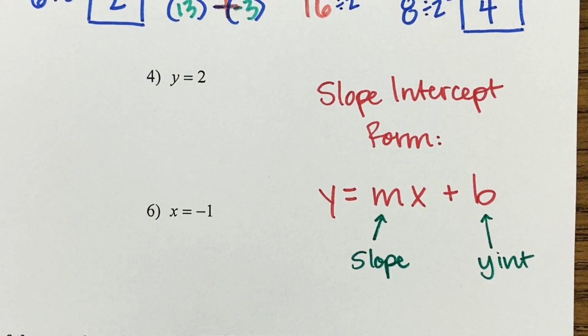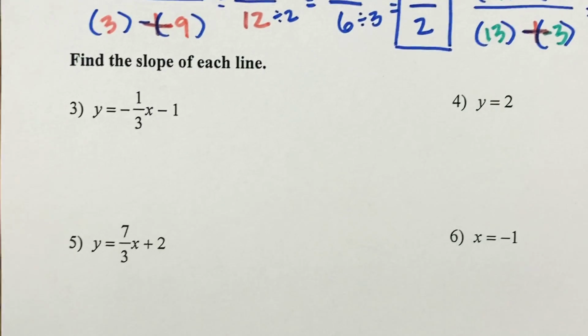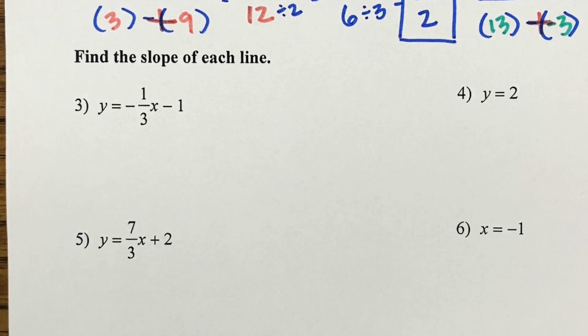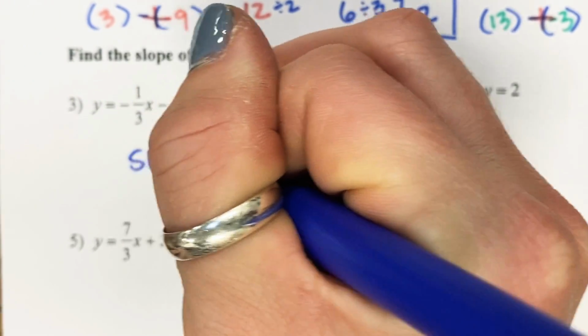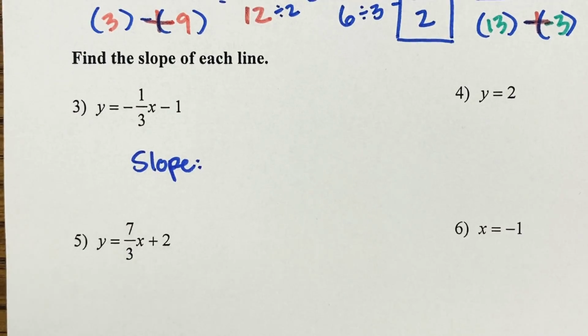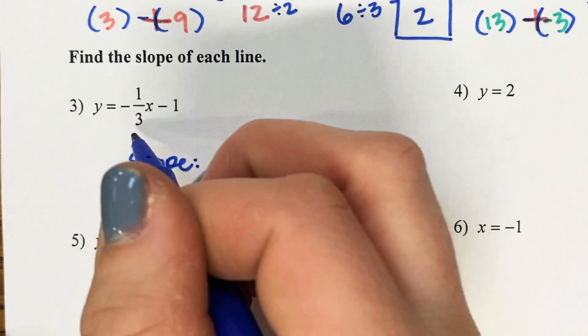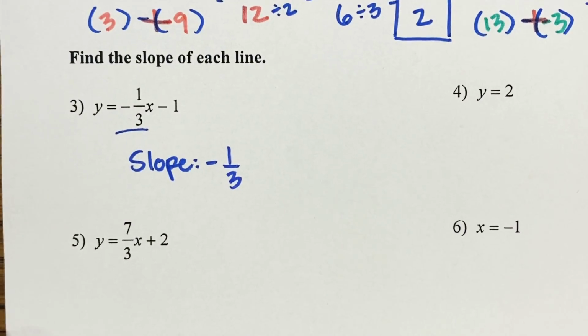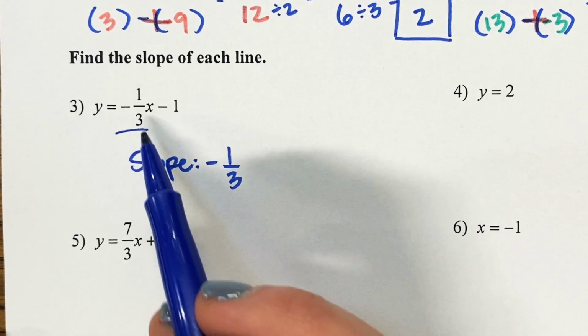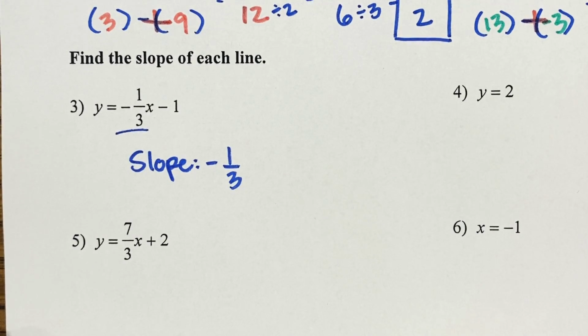If it's asking us to find the slope of each line, and our slope is always right in front of the x, what is my slope for number 3? It's going to be negative 1/3, because it was right in front of the x.